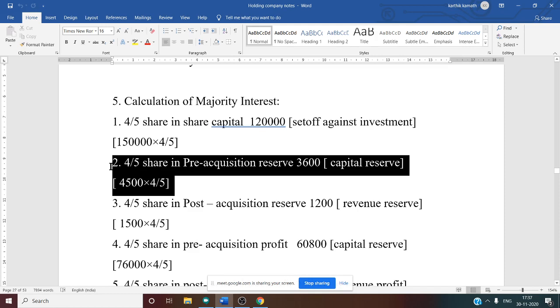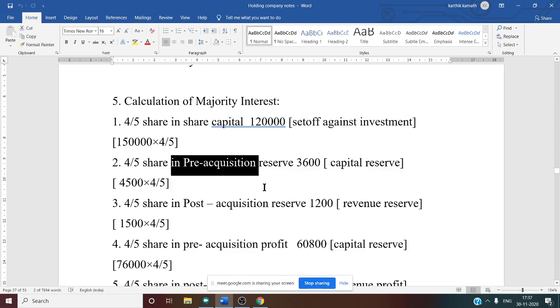Why is it capital reserve? Because it is before the acquisition, before the acquisition of the shares by the holding company. That is why it is capital reserve. Wherever there is pre-acquisition, we have to consider this as capital reserve.